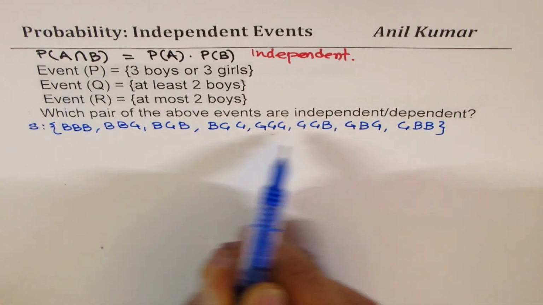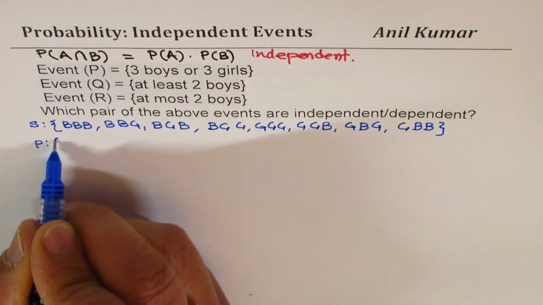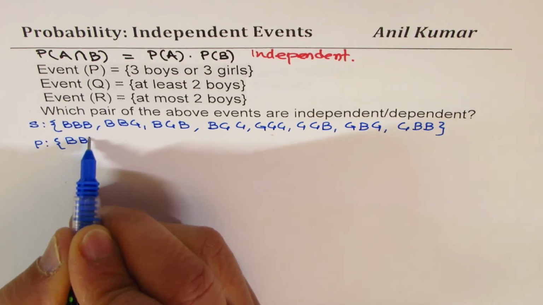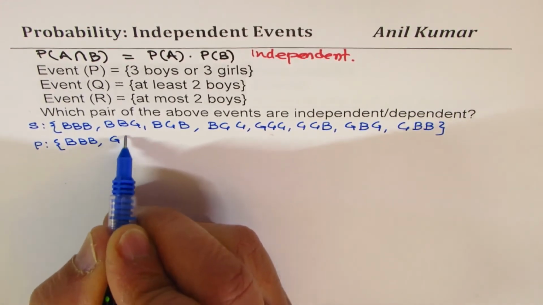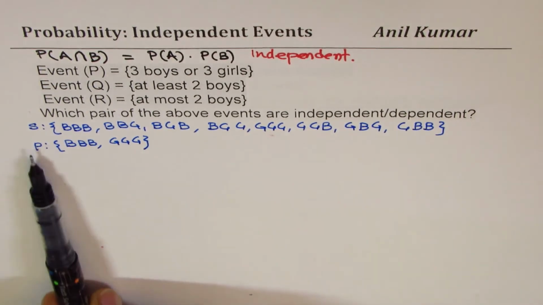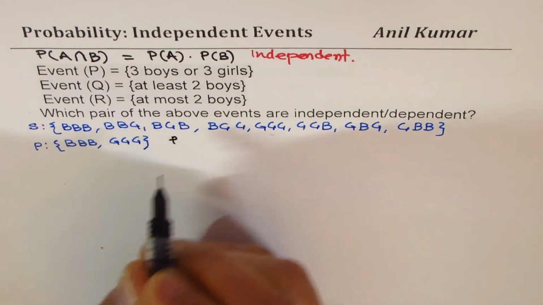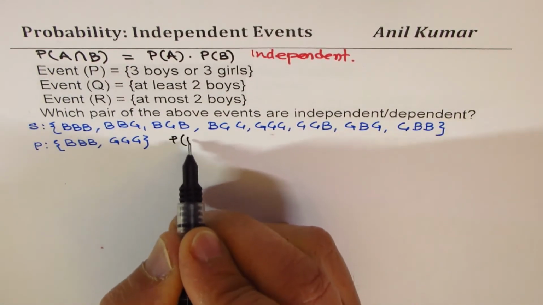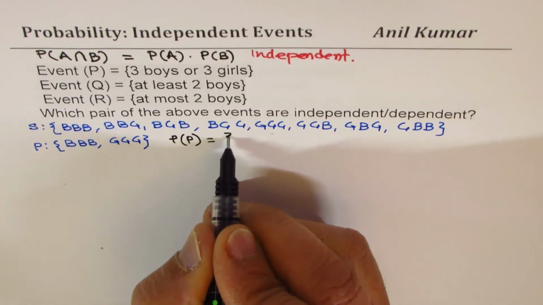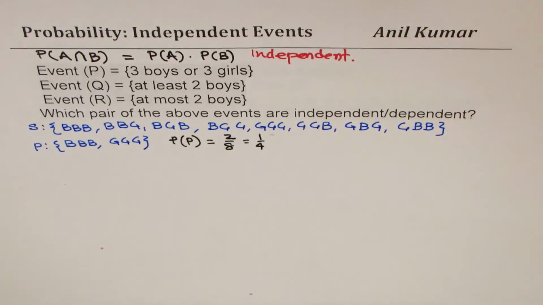Amongst these 8 combinations, the event P will be 3 boys or 3 girls. That means it has 2 elements, 3 boys or 3 girls. Now what is the probability of event P? So the probability of event P is 2 out of 8, right? So it's 2 out of 8, which is 1 over 4, correct?